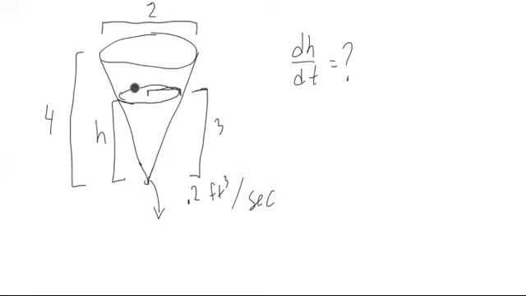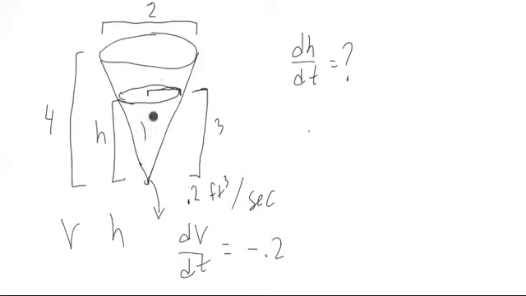So we need a relationship between V and, well, what? We know this rate, and it has something to do with volume. So dV/dt is equal to negative 0.2, because it's going down. So we need a relationship, first of all, between V and H before we can have a relationship between dH/dt and dV/dt.